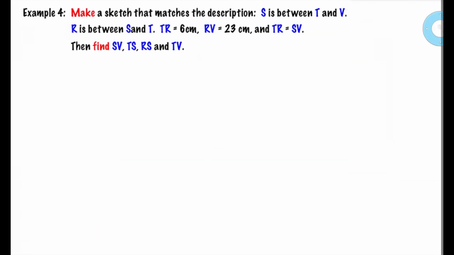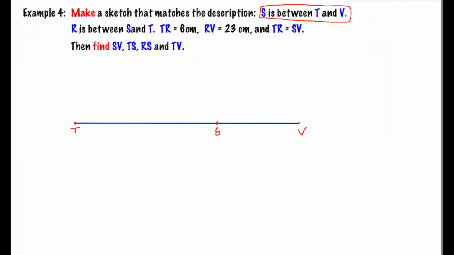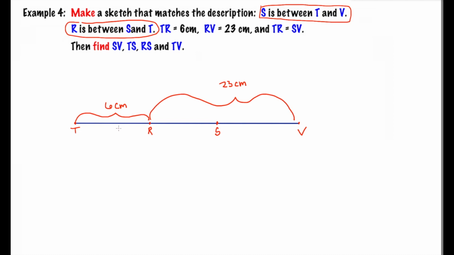Okay, example 4, make a sketch that matches the description. S is between T and V. Okay, so we got T, V, S is between, check. R is between S and T, okay. TR is 6 centimeters, RV is 23 centimeters, and TR equals SV. So that means SV must be 6 centimeters.